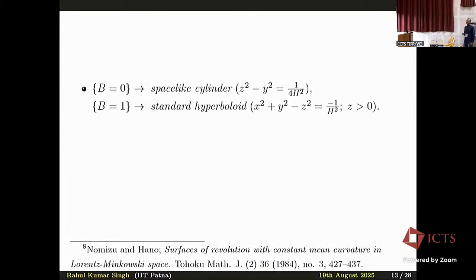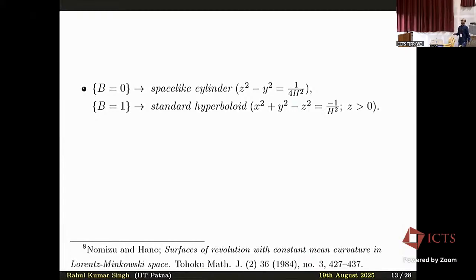If you look at b equal to 0, again it is giving you the space-like cylinder. We are calling it a cylinder because whenever you think of a surface of revolution in E3, you think about a circle, like you're rotating along a circle. But in L3, due to this metric nature, you can have a circle like this also. And b equal to 1 gives you a standard hyperboloid.